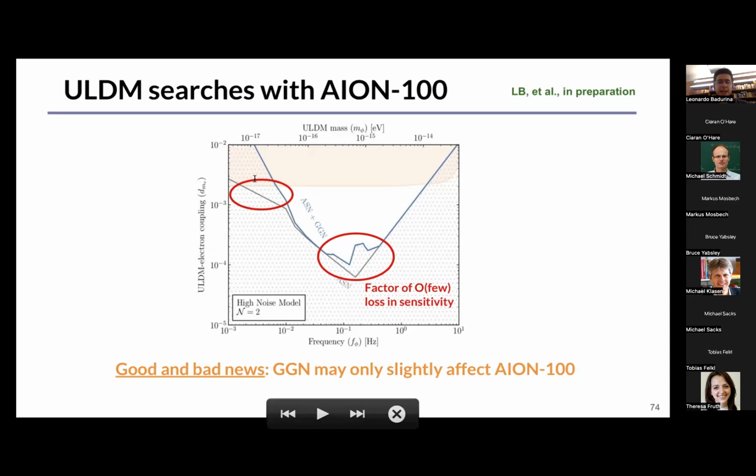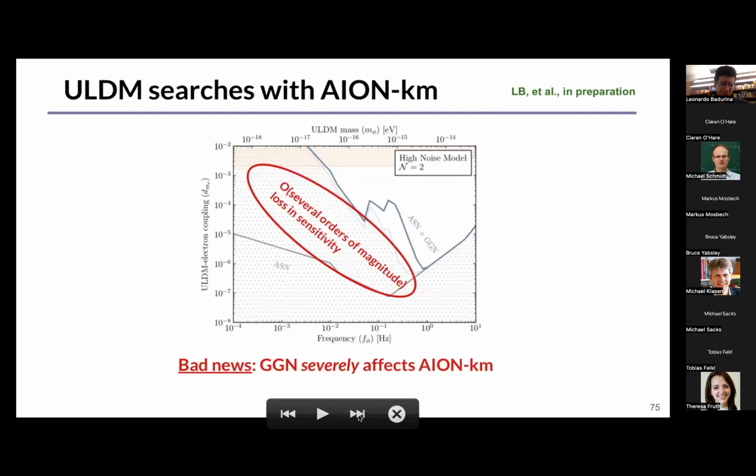But we still see that in the part of parameter space that is of interest for new physics, this effect is not too dramatic. But this would be much more severe in the kilometer baseline. In the case of the kilometer baseline, there's several orders of magnitude loss in sensitivity between the atom shot noise limited line and the GGN line. And so this is quite problematic for future searches.